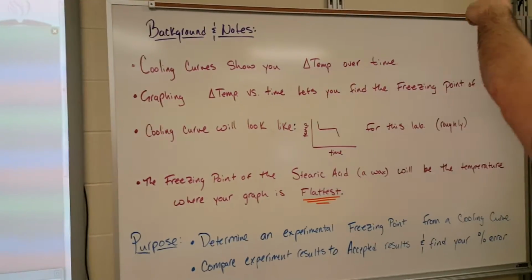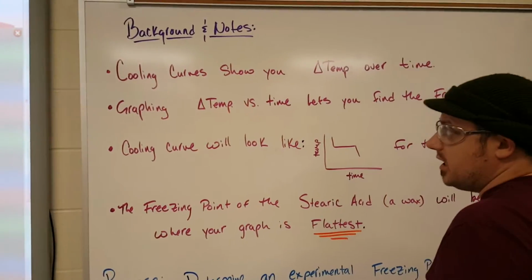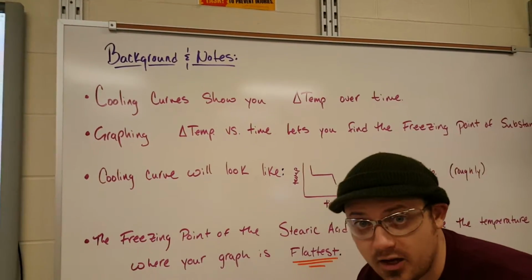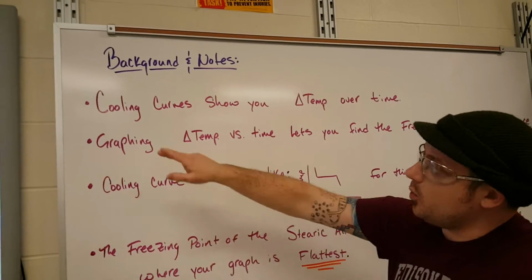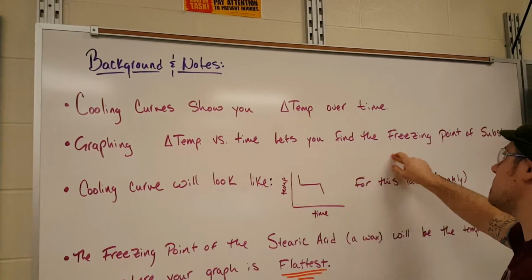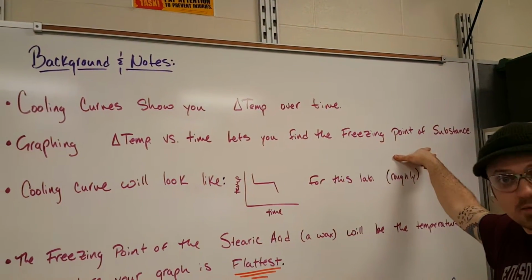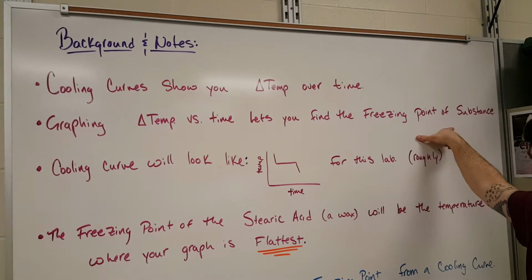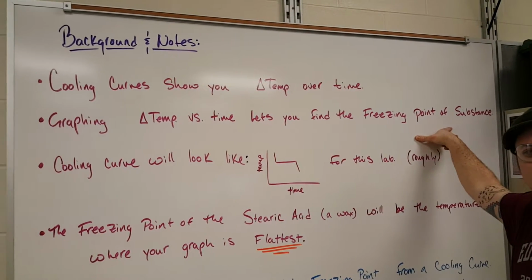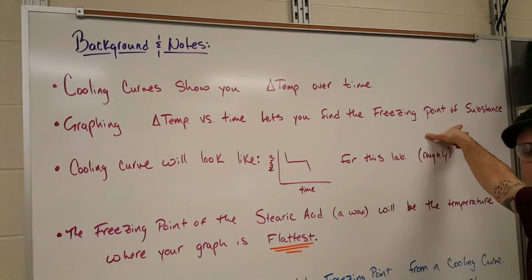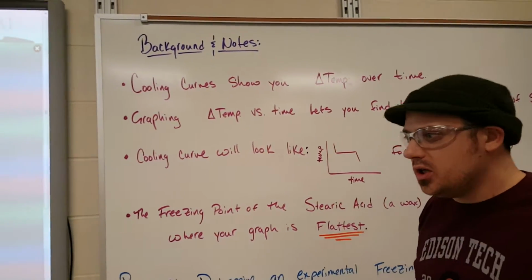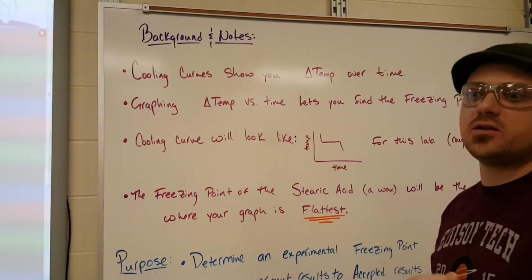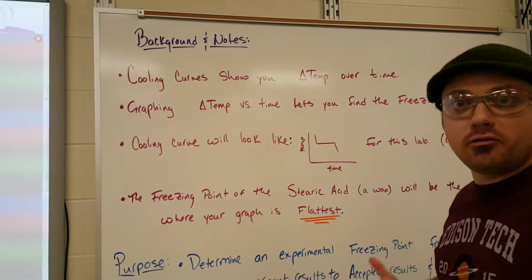Doing background and notes. So cooling curves, we already did some lessons on this, but they show you the changing temperature over time. It's a graph, okay? And this is about interpreting graphs. When you graph that change of temperature versus time, you can find the freezing point of a substance. Which substance? Any substance. For this particular lab, we're doing this stuff called stearic acid. It's kind of this milky, kind of waxy substance. We don't usually do things other than water on paper. So this is a nice experience of finding a real freezing point.